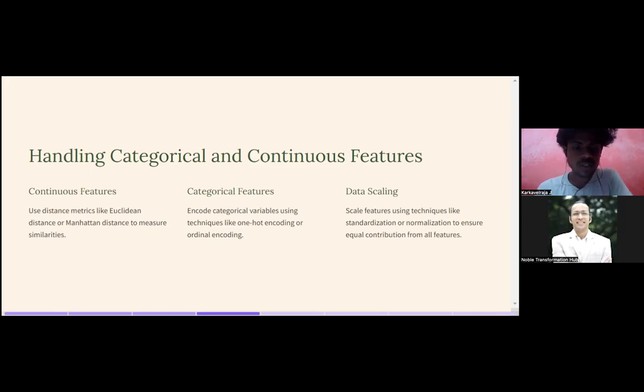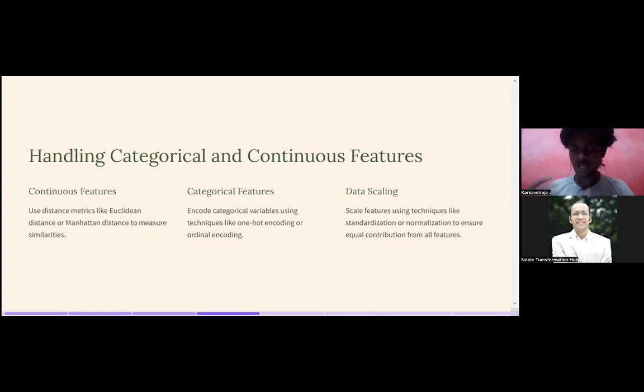For categorical features, encode categorical variables using techniques like one-hot encoding or ordinal encoding. There are multiple encodings available, guys. This is how we can handle categorical features. Then data scaling: scale further using techniques like standardization or normalization to ensure equal contribution from all features. You guys need to be very careful when handling categorical and continuous features, because for continuous features you need to use distance formulas like Euclidean distance and Manhattan distance to find the similarity.